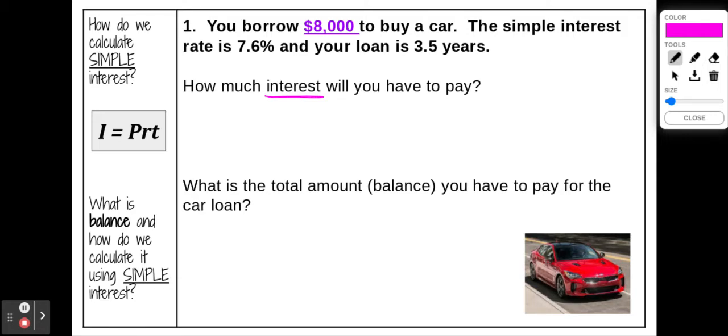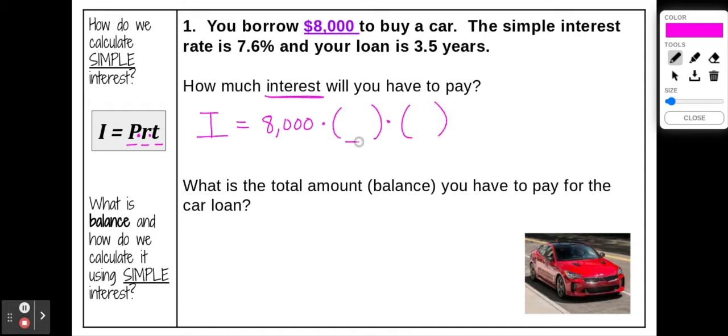All right, we're going to use our simple interest formula. Interest equals principal times rate times time. These are all being multiplied together. All right, principal, that's our starting amount. That's the $8,000. Okay, we want to multiply that by the rate, and then we want to multiply that by the time.